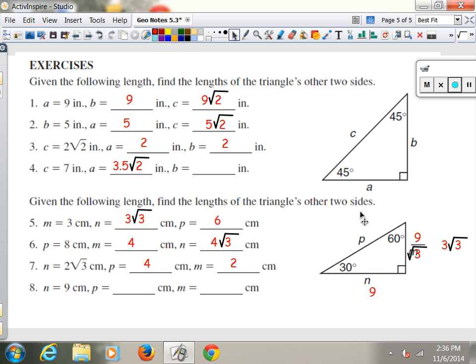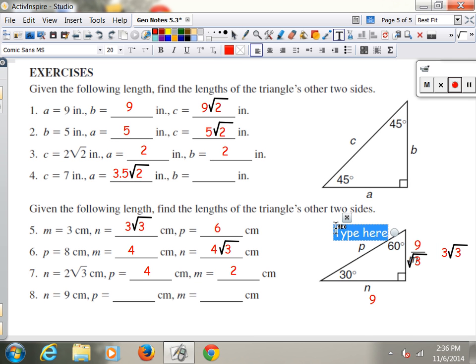And then how do I get my hypotenuse now? You double it, yes, you get 6 radical 3. You take your short leg, 3 radical 3, you double it, you get your hypotenuse.